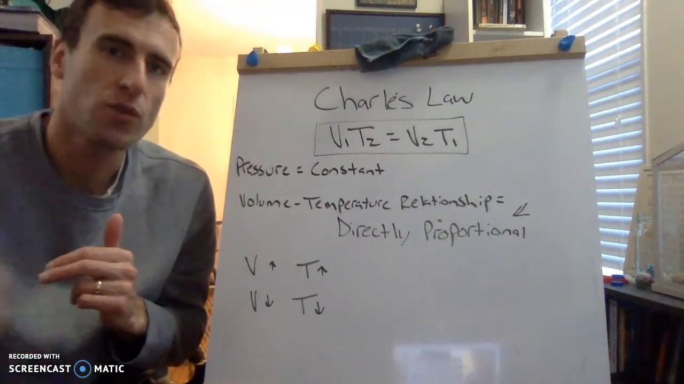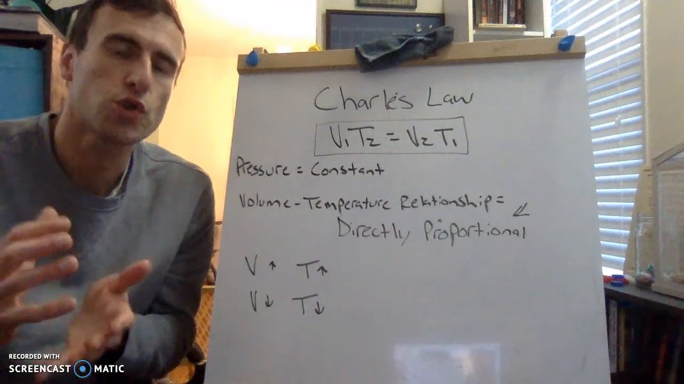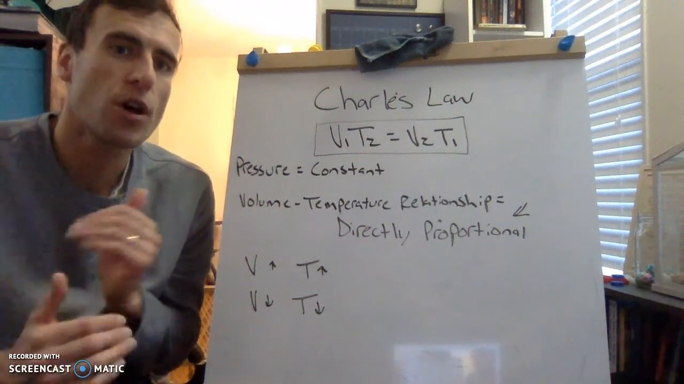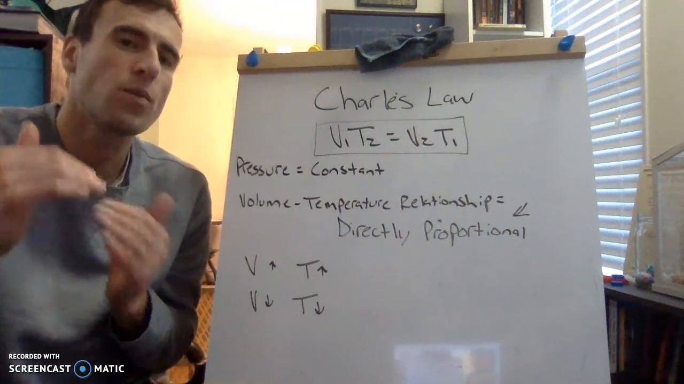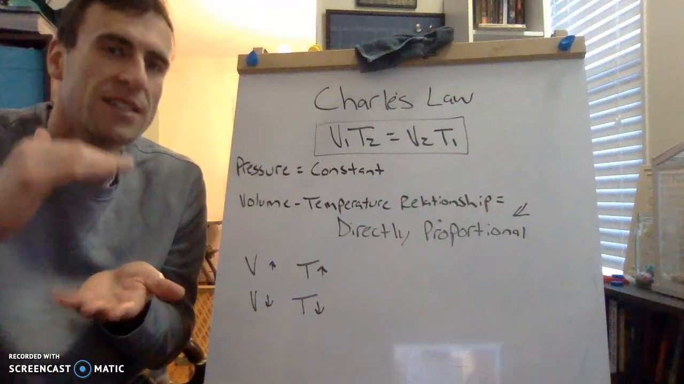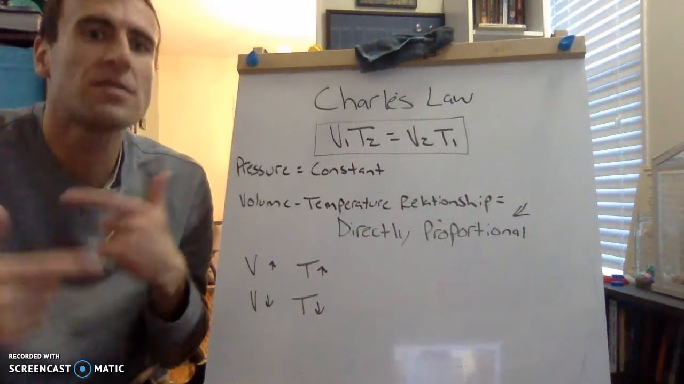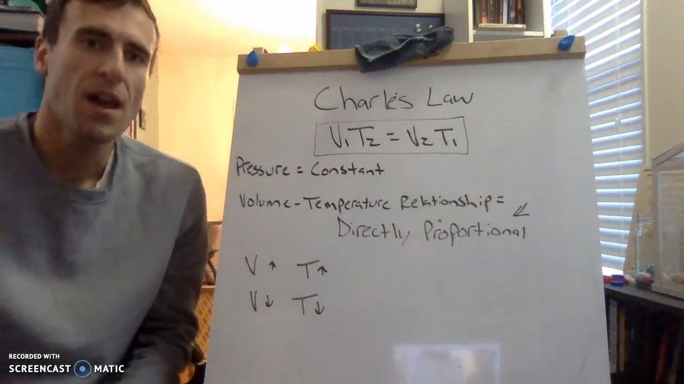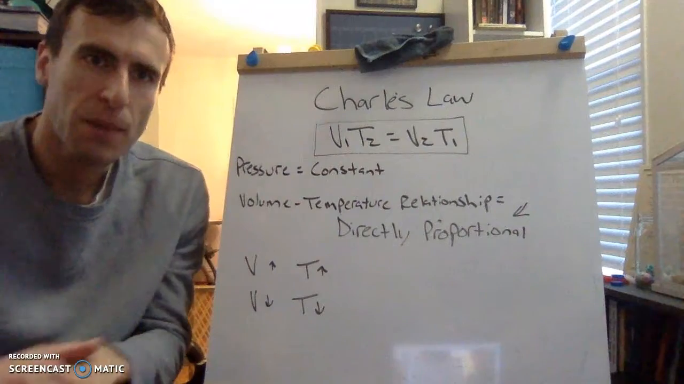And the same thing, if you decrease the temperature, the particles will slow down. Thus, there's not that much force against the piston wall, and the piston would slide down, thus decreasing the volume. After the experiments, he came up with an equation.